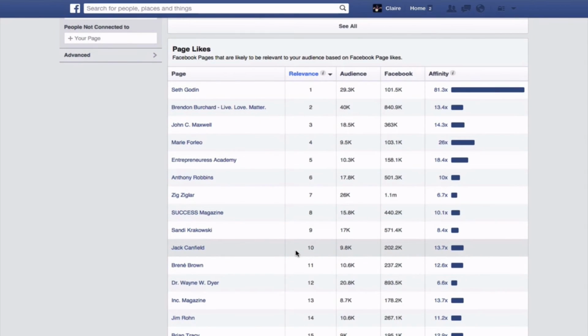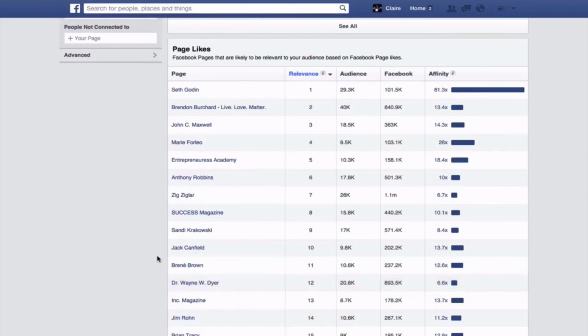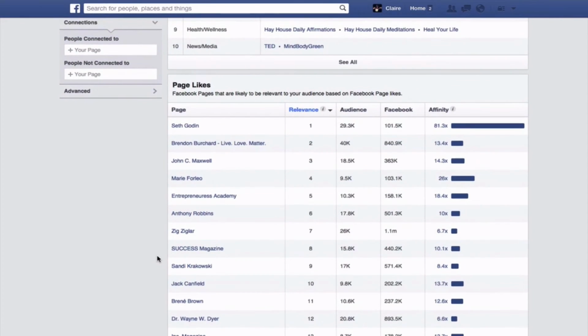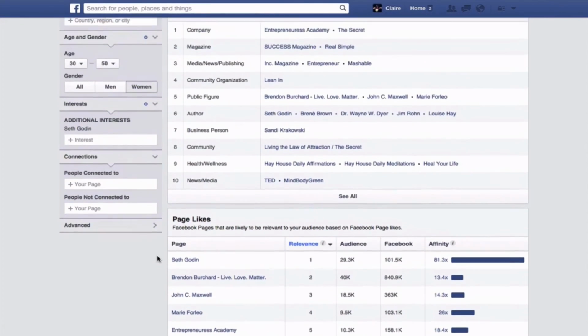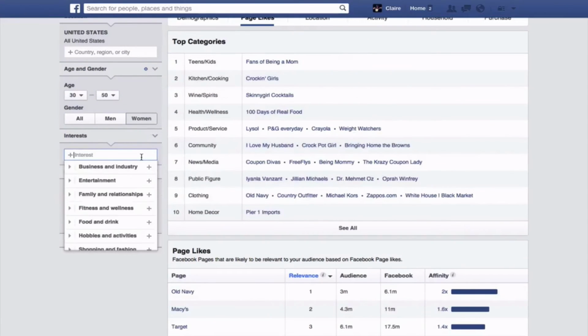Now, a lot of these interests I already know don't have the right target audience for me. Just because they share fans with Seth Godin, and maybe a lot of my fans are also fans of Seth Godin, doesn't necessarily mean that they're a good fit for my ads. But I want to show you an example of something that I did recently for a client. It really changed our cost per mille, which is how much it costs to show your ads to 1,000 people.